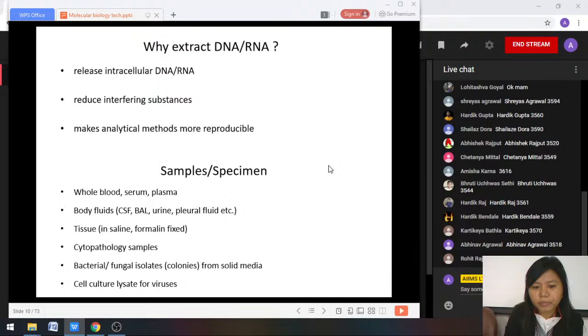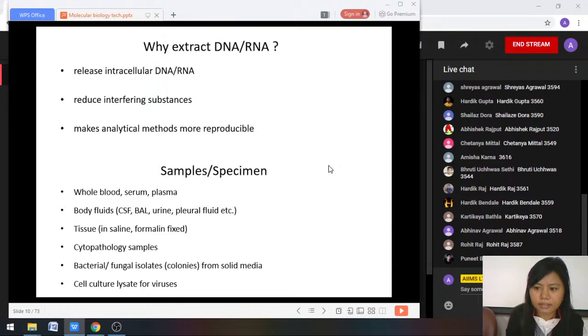For different samples, the extraction method will also differ slightly, because some samples have more interfering substances, like a stool sample from a patient, compared to a sterile fluid. They all have different requirements for an extraction method. Different samples could be blood, serum, plasma, or any of the body fluids, which could be sterile or non-sterile, like urine. It could be tissues, cytopathology samples, culture colonies, or cell culture lysates.